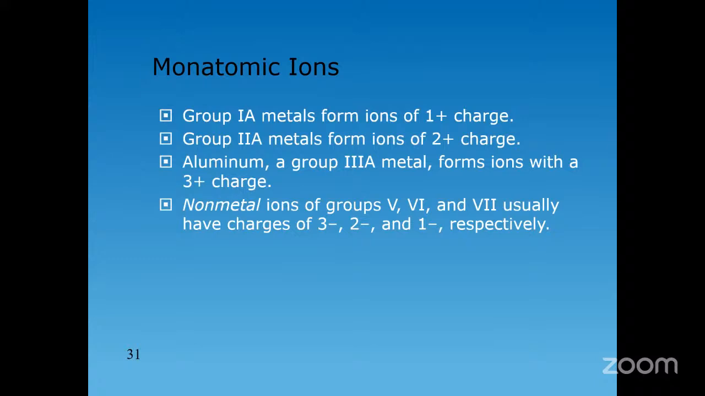So what you'll find is that group 1A metals tend to form a +1 charge ion. Group 2A metals tend to form a +2 charge ion. Aluminum forms ions that are +3 charge. And then when it comes to the anions, the negative ions formed from non-metallic atoms, their charges are respectively -3, -2, -1 for elements in groups 5, 6, and 7.